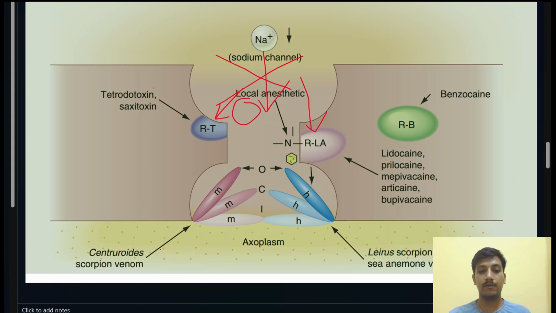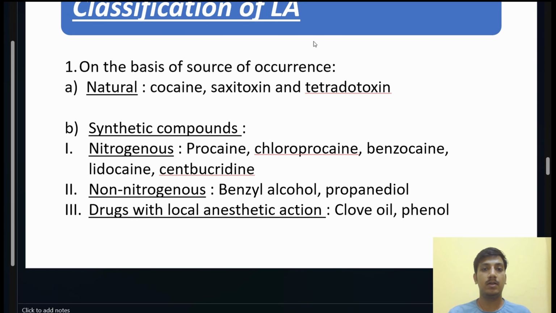Now from the inner surface there is also a receptor here and here, and the unionized form which gets protonated and ionized comes here and binds to these receptors, and the conduction blockade occurs. This closes the channel.